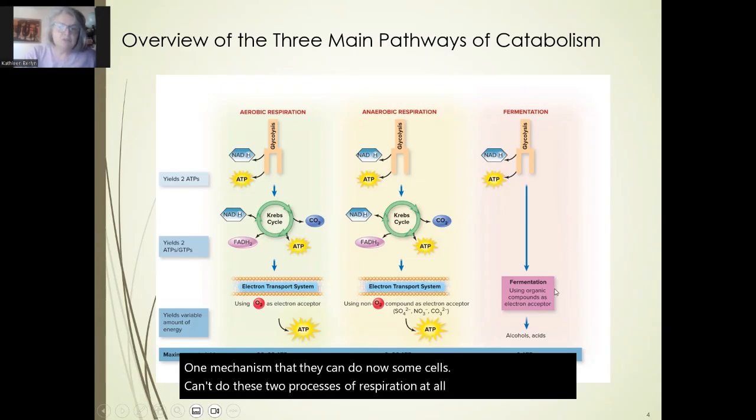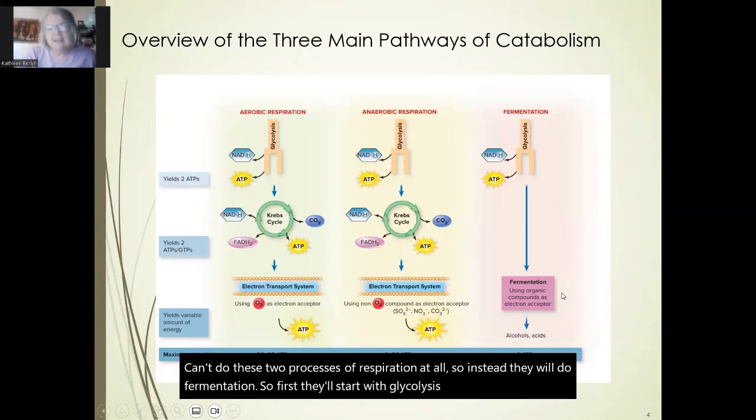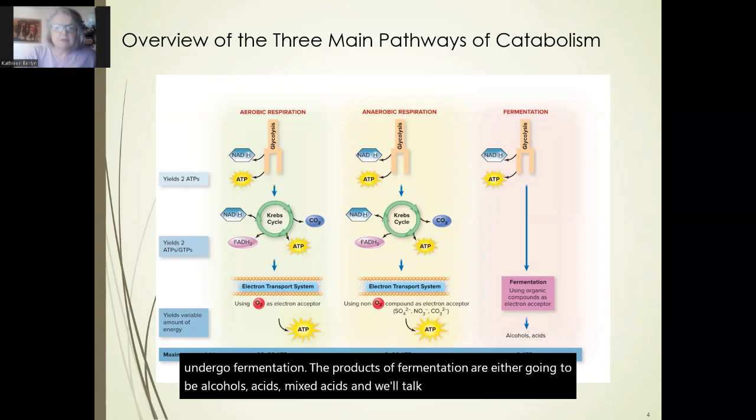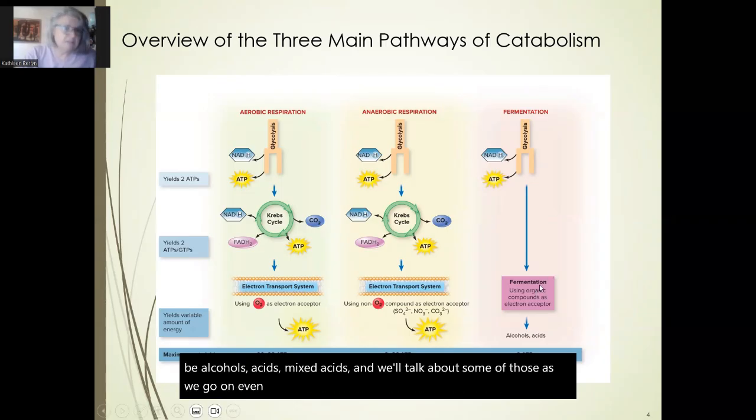So instead, they will do fermentation. First, they'll start with glycolysis, and then they'll undergo fermentation. The products of fermentation are either going to be alcohols, acids, or mixed acids, and we'll talk about some of those as we go on. Even our cells can do fermentation.